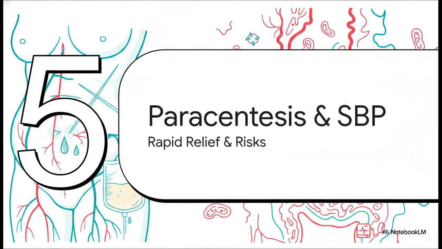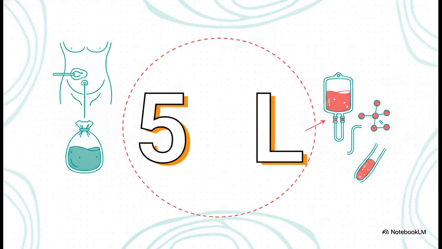Moving on to part 5, paracentesis, albumin, and SBP. So what happens when the medications just aren't cutting it, and the patient is sitting there deeply, deeply uncomfortable? That's when we turn to interventions that provide really rapid relief. But we have to be incredibly careful here because they come with significant physiological risks. When a patient's abdomen is tense and super distended, we perform a large volume paracentesis. We insert a catheter and physically drain that fluid.